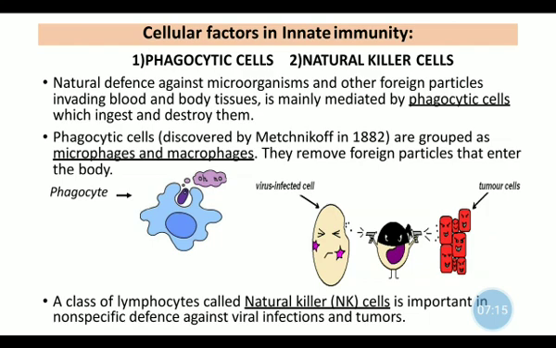Cellular factors in innate immunity. It has phagocytic cells and natural killer cells. Phagocytic cells are macrophages which engulf or eat microorganisms. Natural killer cells are lymphocytes for defense against viral infections and tumors.